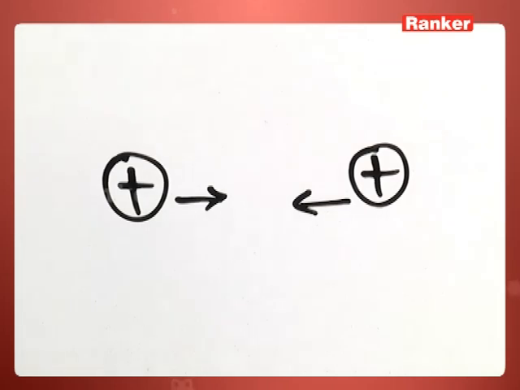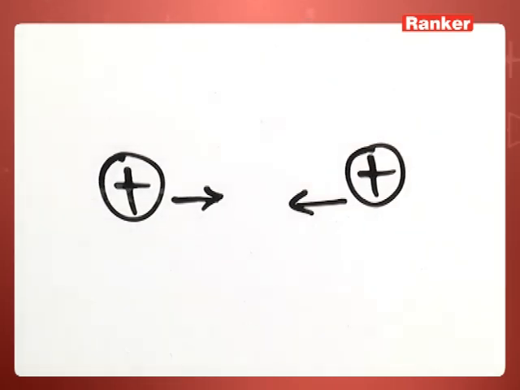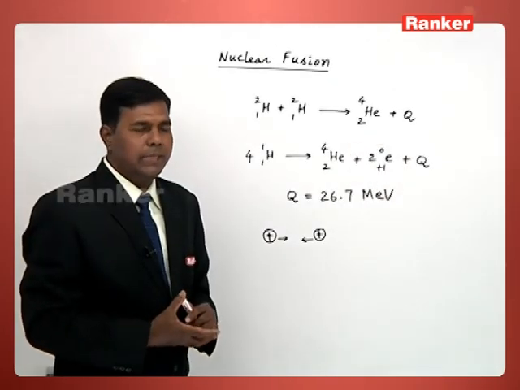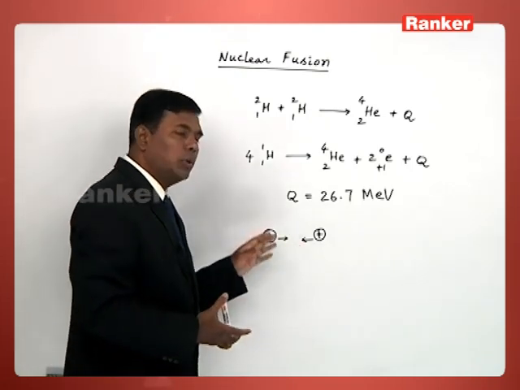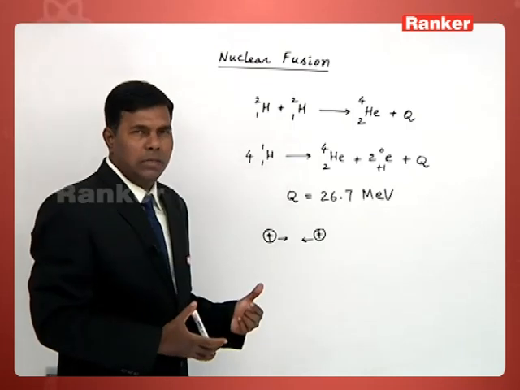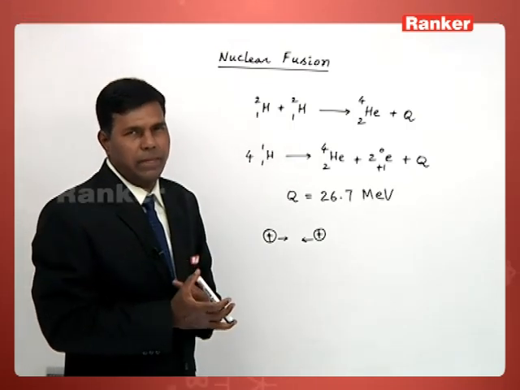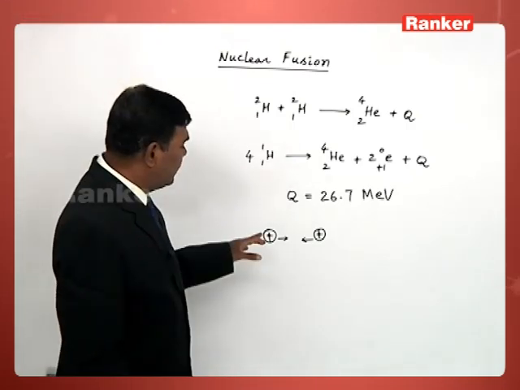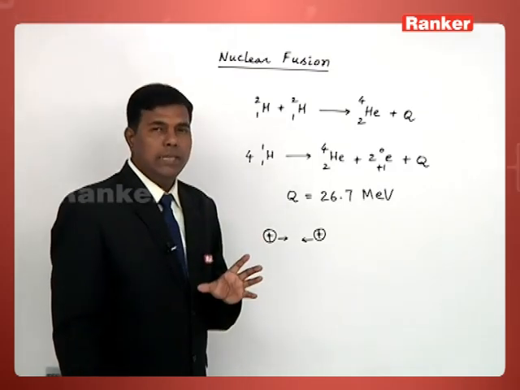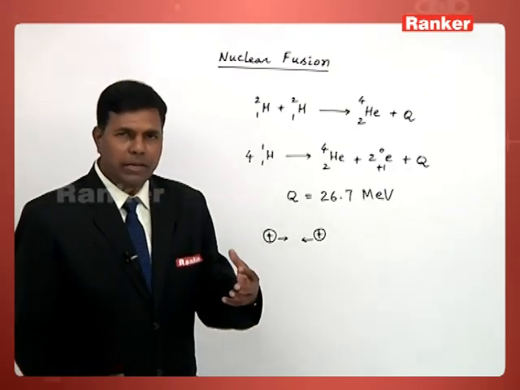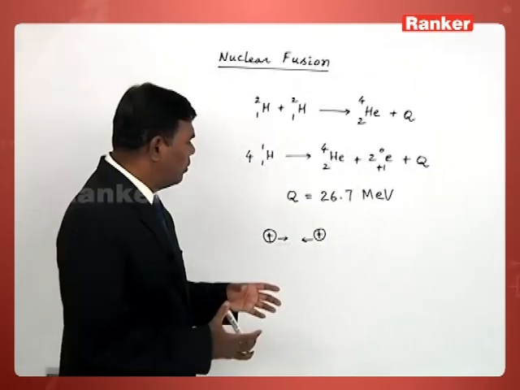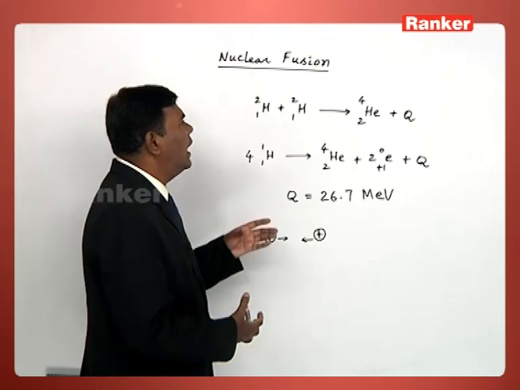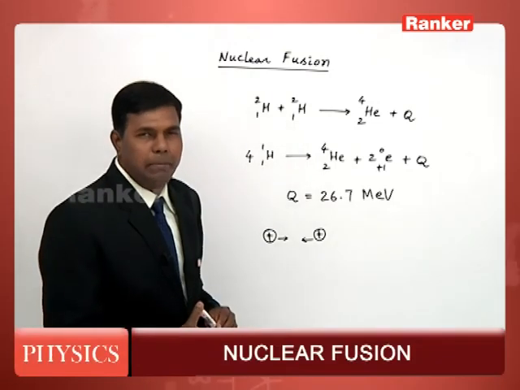The only way to fuse these 2 nuclei together is that the kinetic energy of each nucleus should be so large that they overcome the Coulombian repulsive force between them. The kinetic energy of each nucleus should be so large that they are capable of overcoming the Coulombian repulsive force between them. In such case, both the nuclei can fuse together and the fusion process can take place.